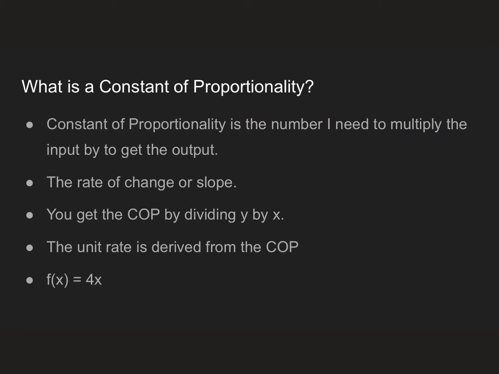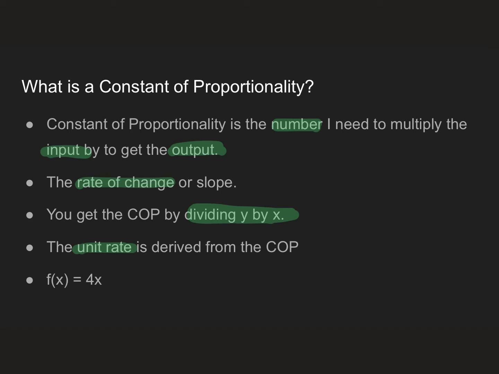Next, what is the constant of proportionality? Well, the constant of proportionality is the number I need to multiply the input by to get the output. It is also the rate of change, which we also call the slope. You get the constant of proportionality by dividing y by x. Divide your y value by your x value. And the unit rate is derived from the constant of proportionality.